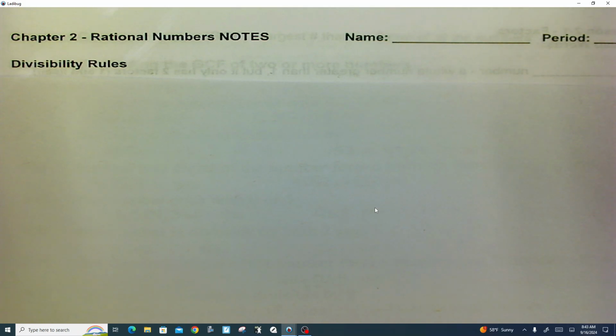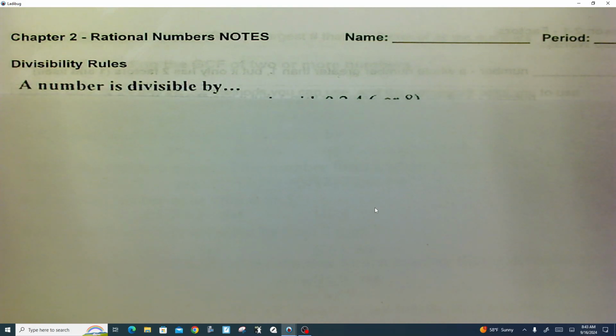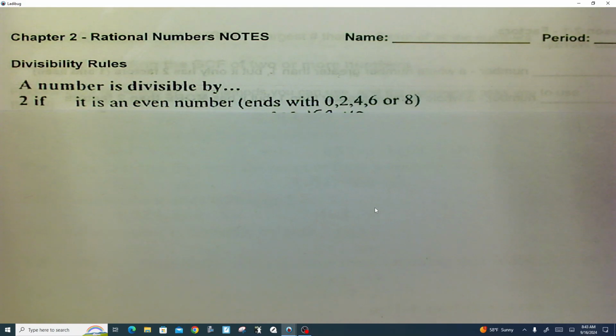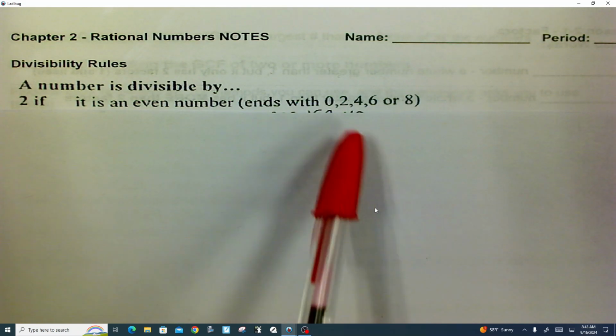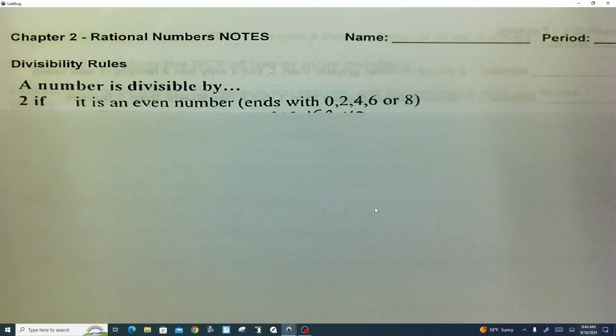Do you remember these old-timey divisibility rules? Hey, can this number be divided by 4? Can it be divided by 6? That's what this section is for. So a number is divisible by 2 if it's an even number. In other words, if it ends with a 0, a 2, a 4, a 6, or an 8. And you'll see right there in your packet, it's got 2 examples.